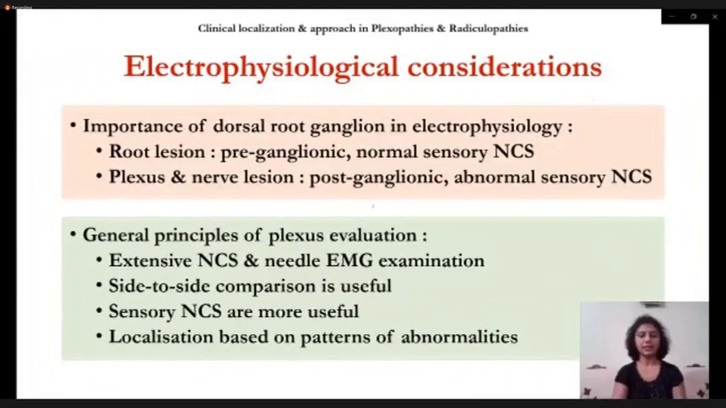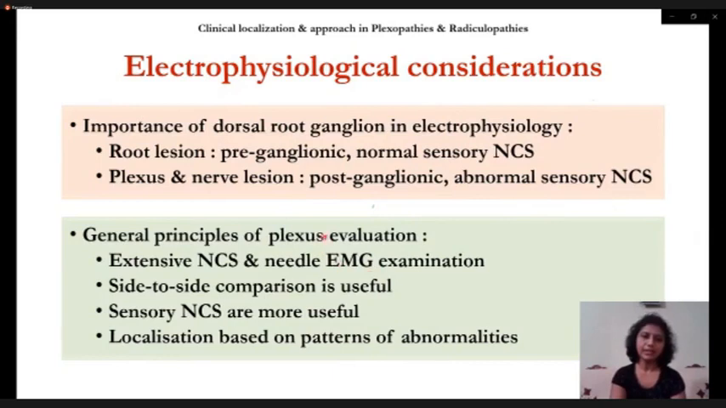Again, there is a lot to be said about the electrophysiological protocols and parameters that help to distinguish radiculopathies from plexopathies and other neuropathies such as mononeuropathies and mononeuritis multiplex. But at this point, I would like to just highlight the fact that the location of the dorsal root ganglion plays an important role in interpreting the nerve conduction studies. In the case of nerve lesions or plexus lesions, because they're postganglionic, the sensory nerve conduction studies are likely to be abnormal. While in the case of root lesions, because they are preganglionic, the sensory nerve conductions are normal.